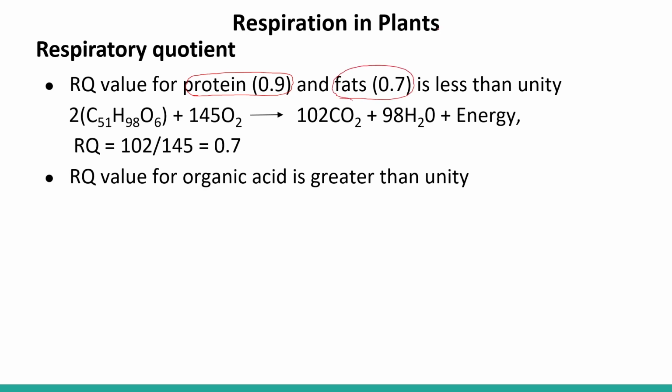0.7. Fats need more oxygen for their breakdown. So for proteins and fats, the RQ value is less than unity because for both of them, more oxygen is required. Here is an example of a fat. This is tripalmitic acid, a fat molecule.